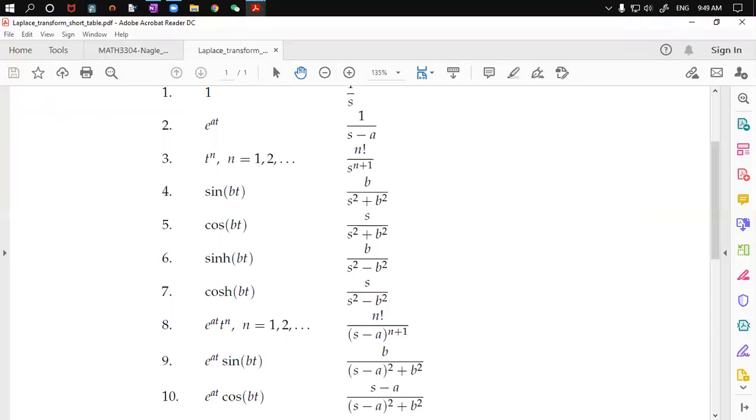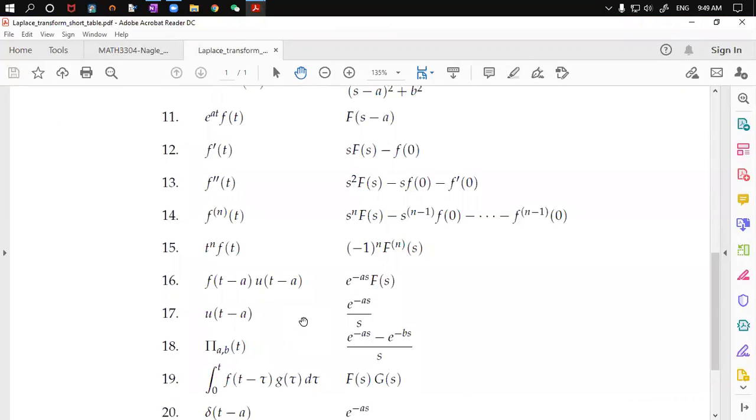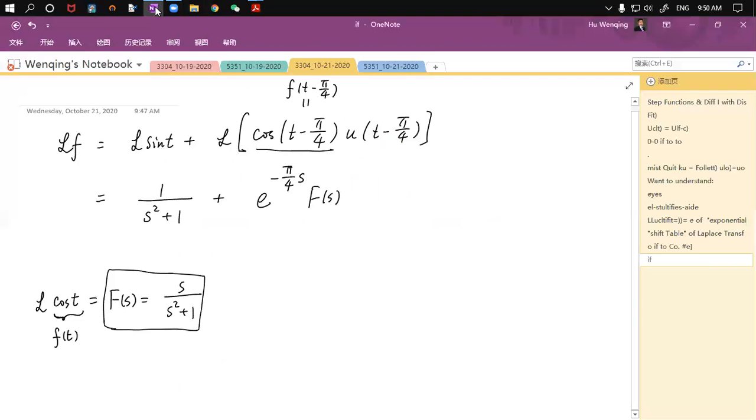But if you don't remember the forward shift, it doesn't matter. You can just look at the table. Which line of the table are we working with? We're working with line 16 of the table, where we set the small f to be cosine so that the capital F is your transformation function. And you choose a to be equal to pi over 4. So you result in e to the minus pi over 4 s times capital F of s, but the capital F of s is something you already found from another line of the table: s over s squared plus 1.